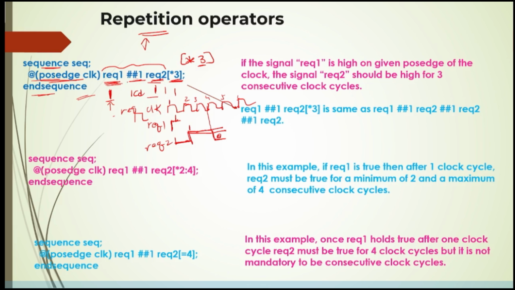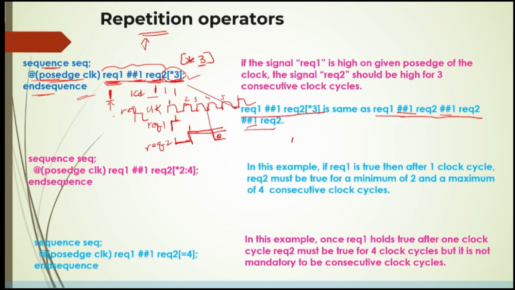Now either you can write it in this way easily, or you can give it like this. Instead of this, you can write it as request 1 ##1 request 2 ##1 request 2 ##1 request 2. That means a total of 1, 2, 3. So instead of giving this, you can just give it in this manner also. Clear? Now the same thing, 3 consecutive clock cycles.